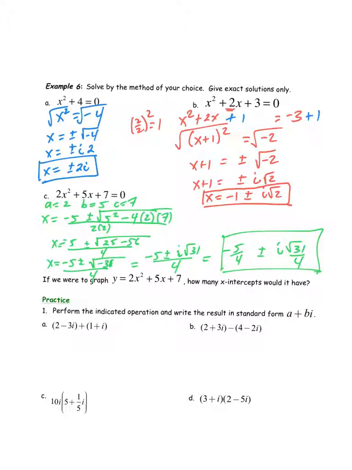So if we were to graph the function y equals 2x squared plus 5x plus 7, which is the equation we just solved, and we wanted to know how many x-intercepts it would have, that's solving the equation 2x squared plus 5x plus 7 equals 0, and we got these two imaginary solutions, which means that this graph, if we were to graph it, would have no x-intercepts, because there are no real solutions. If there are no real solutions, there are no x-intercepts.